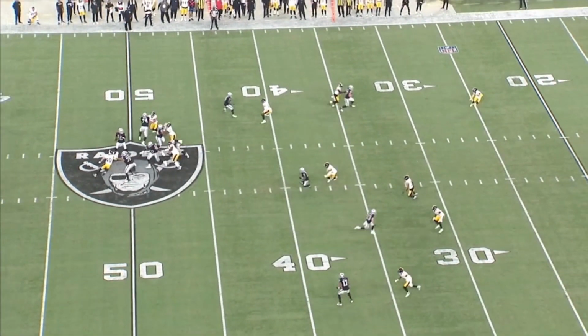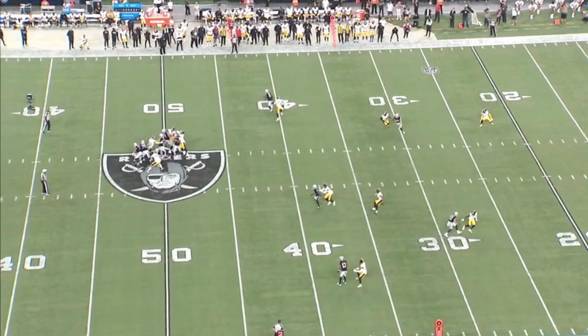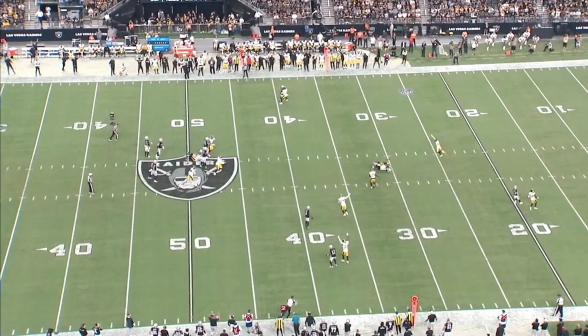This is trail technique where you got help over the top. It's not like he's worried about Mayer running by him anyway. Does a really good job understanding where the sticks are. It kind of gets under that, undercuts to the low hip, and comes away with the interception.